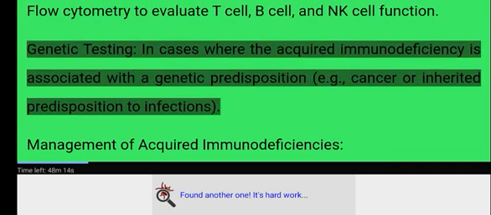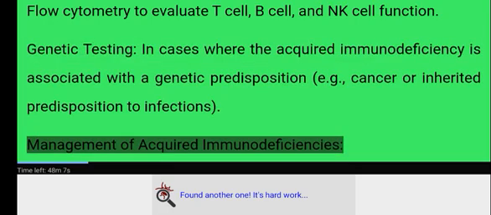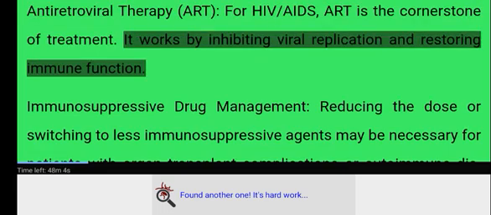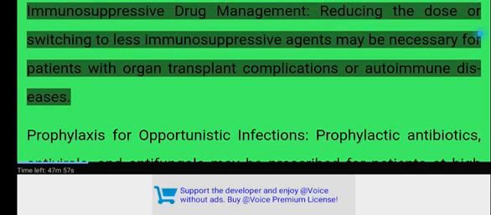Genetic testing. In cases where the acquired immunodeficiency is associated with a genetic predisposition, e.g., cancer or inherited predisposition to infections. Management of acquired immunodeficiencies. Antiretroviral therapy, ART, for HIV/AIDS. ART is a cornerstone of treatment. It works by inhibiting viral replication and restoring immune function. Immunosuppressive drug management. Reducing the dose or switching to less immunosuppressive agents may be necessary for patients with organ transplant complications or autoimmune diseases.